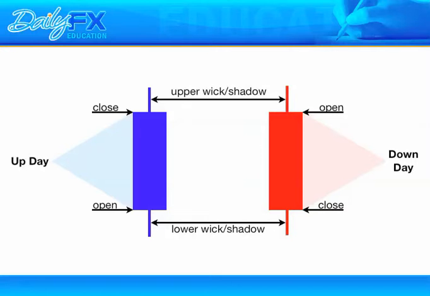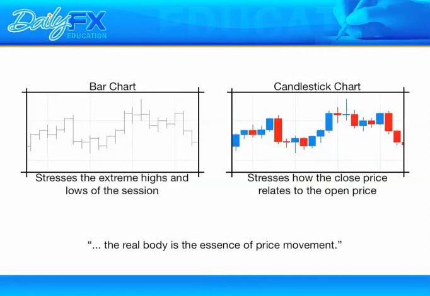Its color, in this case blue for up and red for down, shows whether the session closed above the open or below the open. The wicks, or shadows, point out the extreme low and the extreme high price for the currency that session. Because the body of the candle is thicker than the wick, candlestick charts visually stress how the close price relates to the open price, far more than bar charts, and it does so purposefully.